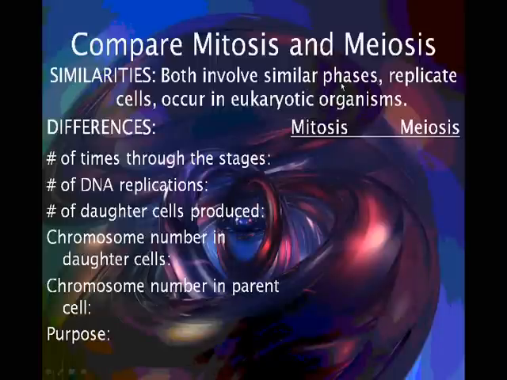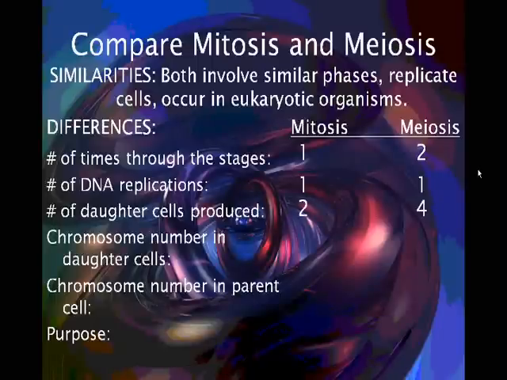They both have similar phases, they both are replicating cells, and they both occur in eukaryotic organisms, but there are also some key differences. The number of times that the cells go through each of the stages: in mitosis it's only once, in meiosis it occurs twice. Mitosis only has 1 cell division, meiosis goes through 2 cell divisions. The number of DNA replications, though, is the same. Both mitosis and meiosis have the same number of DNA replications. DNA only replicates once, and that's why meiosis is able to decrease the chromosome number by going through 2 cell divisions.